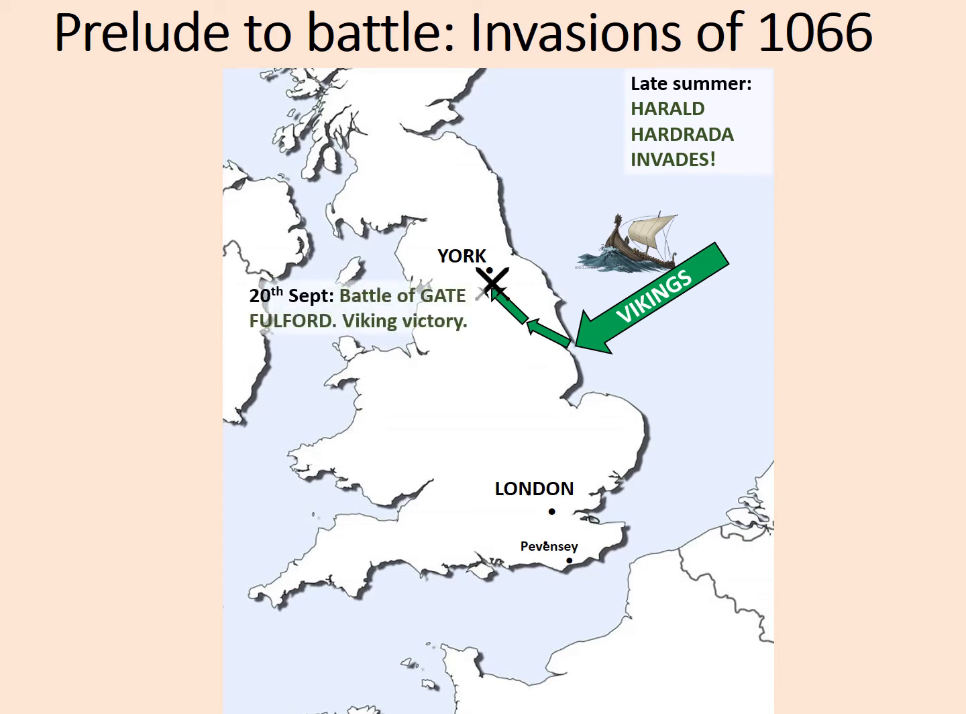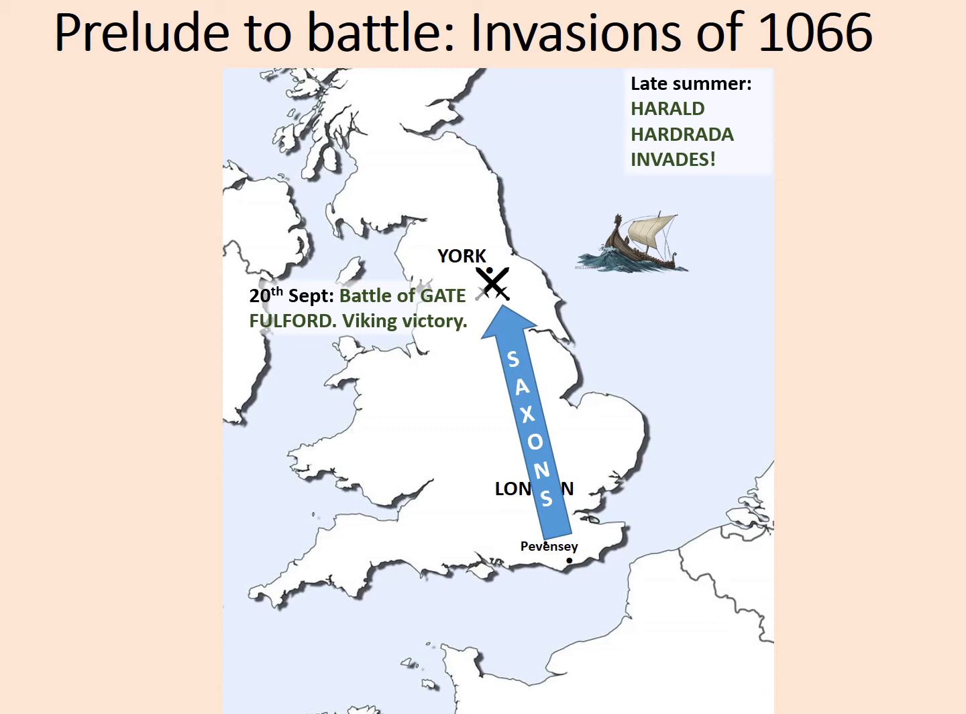There, just outside the gates of York, at the Battle of Gate Fulford, the Vikings won a victory over Edwin and Morcar, two English earls who had tried to defend York from the Viking invasion. However, this had delayed somewhat the Viking advance through Yorkshire, and it had given Harold Godwinson time to muster an army of his own and march the 180 miles north to Yorkshire.